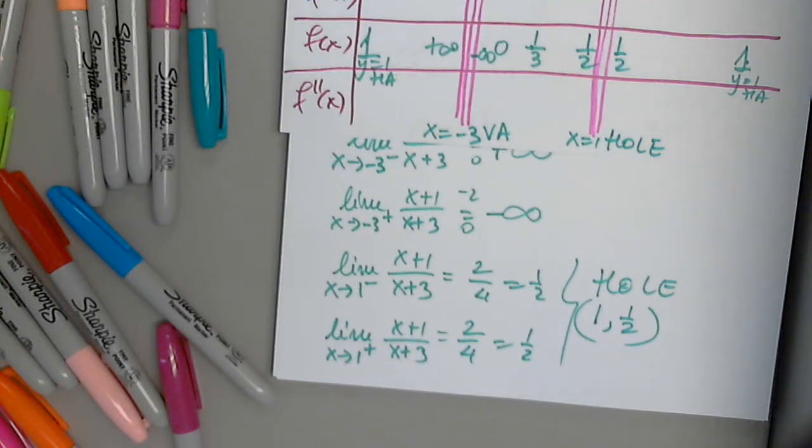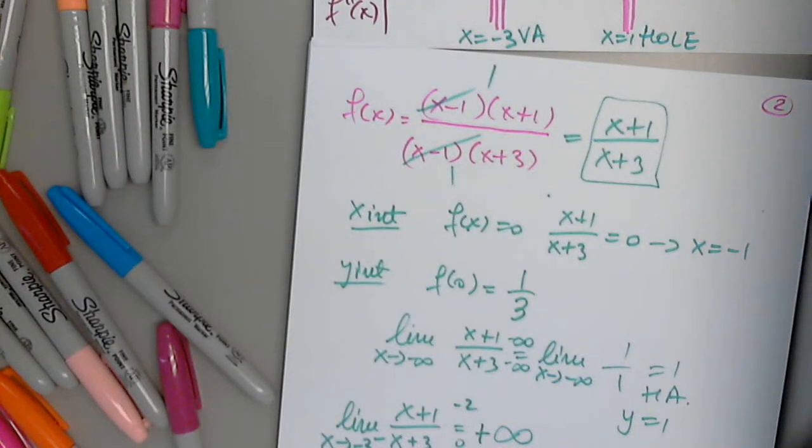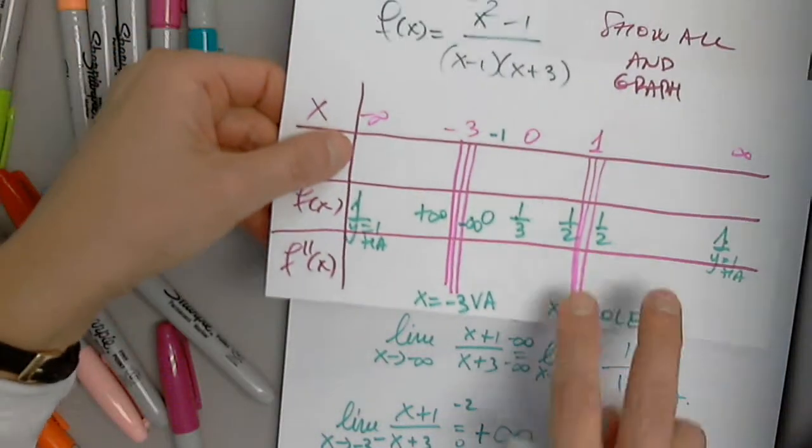So what is the difference? Here's the difference. After simplification, this factor did not go away. This has to be a vertical asymptote. After simplification, this factor went away. The function is still undefined, but it does not have a vertical asymptote there, but a hole. And this is also determined by these limits.